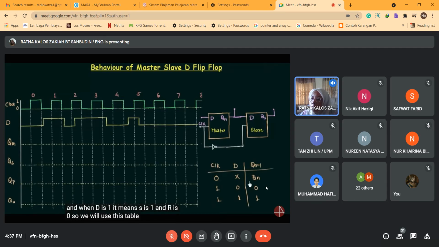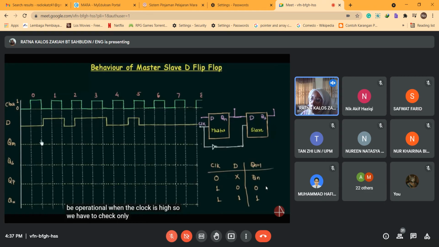So we will use this table to find out the value of QM. Now let's see what is the thing on which the QM is dependent. The first thing is the D signal that I have drawn here, and second thing is the clock. And this master flip-flop will be operational when the clock is high.